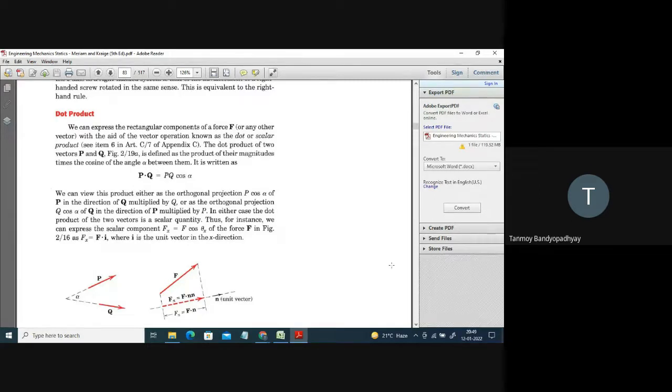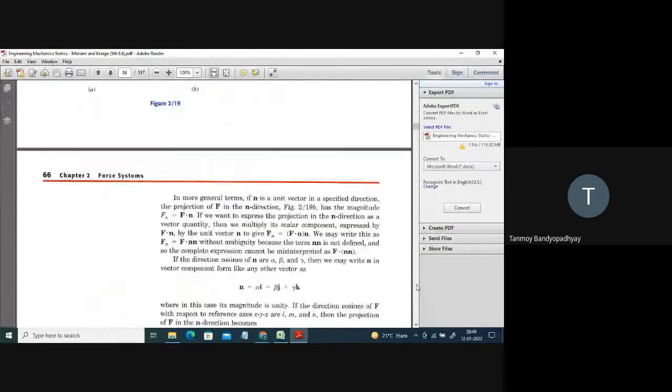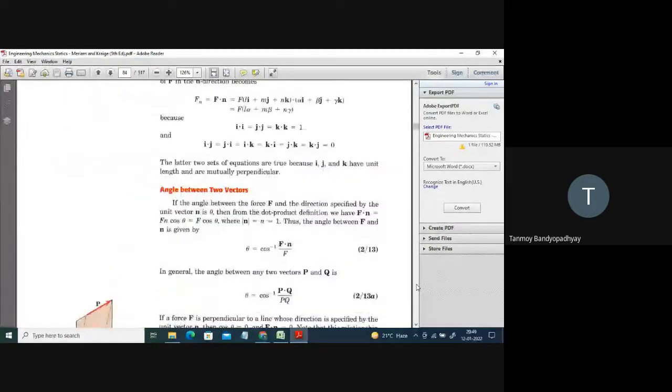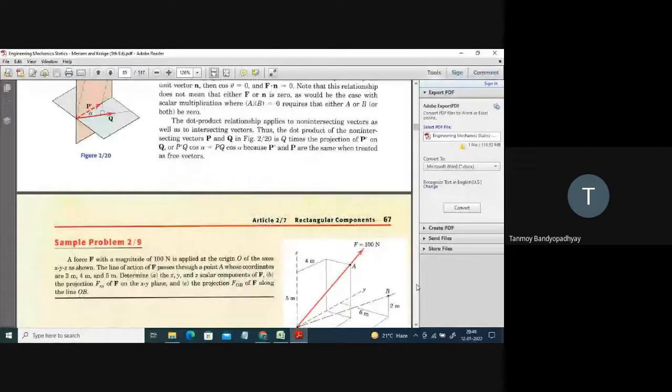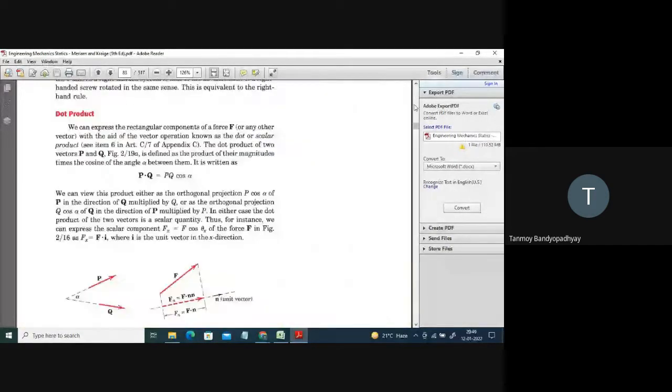So I am just telling this from the book itself. So the dot product is, suppose I am having two vectors P and Q. The included angle is given to be alpha. If I want to find the dot product of the two vectors, let me explain it something like this.